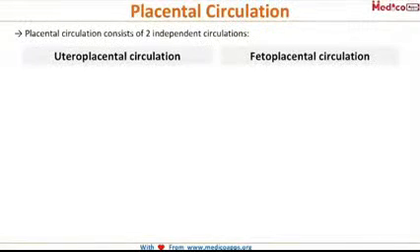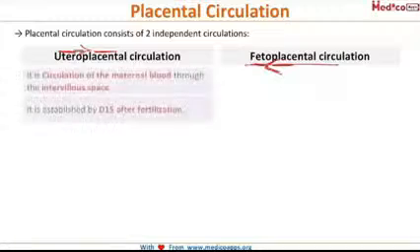Now we'll summarize the placental circulation. It has two parts, as I told you: uteroplacental circulation, that is the circulation from the mother to the placenta, and the fetoplacental circulation, that is from the placenta to the fetus. Now let's talk about the uteroplacental circulation.